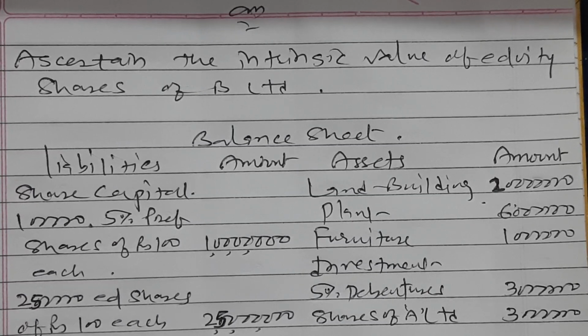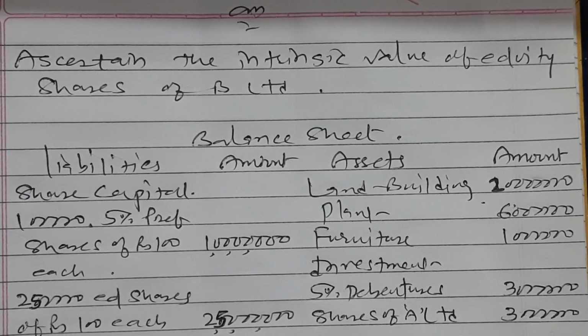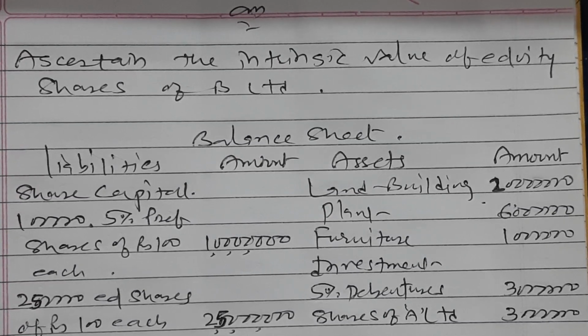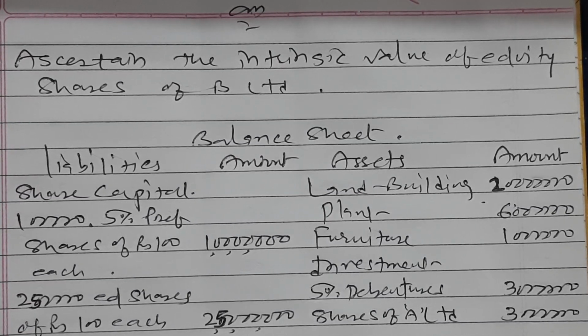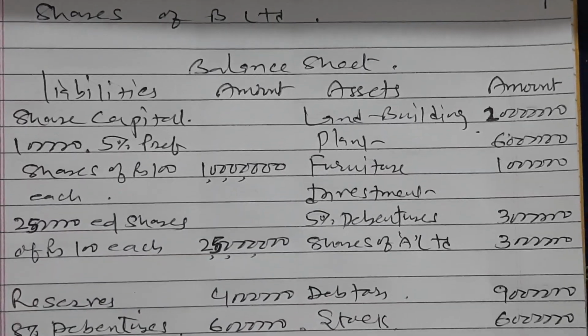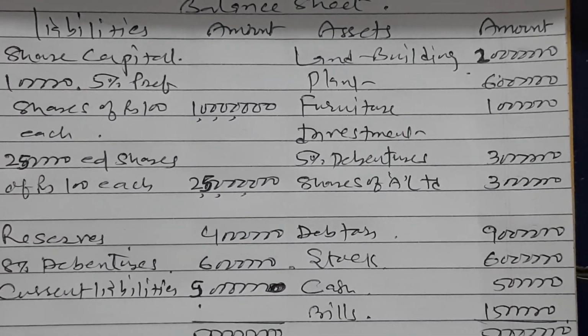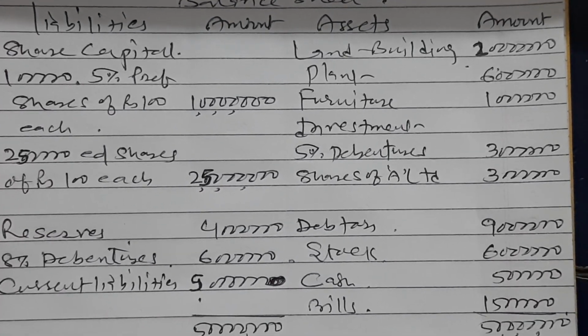Today in this question we are going to solve a question of intrinsic value of shares in financial accounts for SYBCom. As you can see, the question on your screen is to ascertain the intrinsic value of shares of B Limited. On the liability side, it shows 1 lakh 5% preference shares of 100 each, 2 lakh 50,000 equity shares of 100 each, reserves, 8% debentures and current liabilities of 50 lakh.